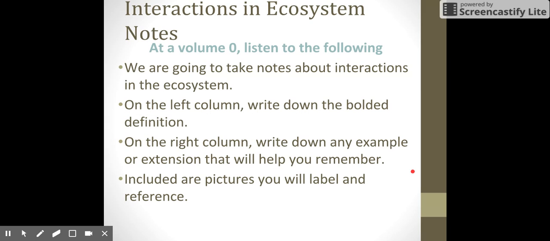Now, with the notes again, I want you to write on the left-hand column any of the bolded definitions, and on the right-hand column any examples or extensions that'll help you remember. That can be any of the things that I say here in the recording, or also any of the things that you see on the slides. So, without further ado, let's get started.